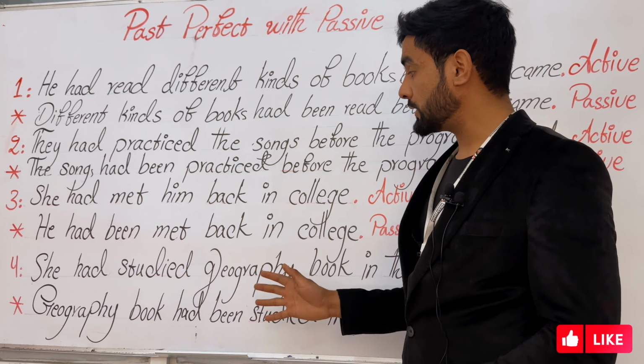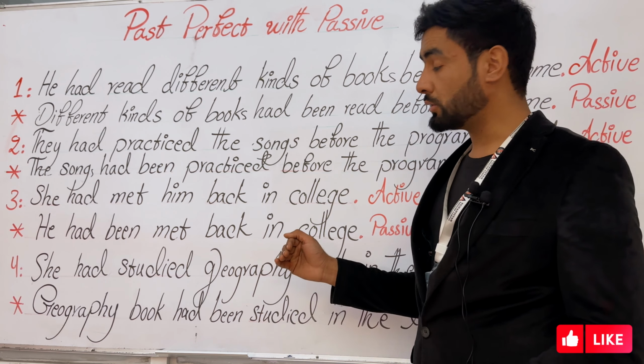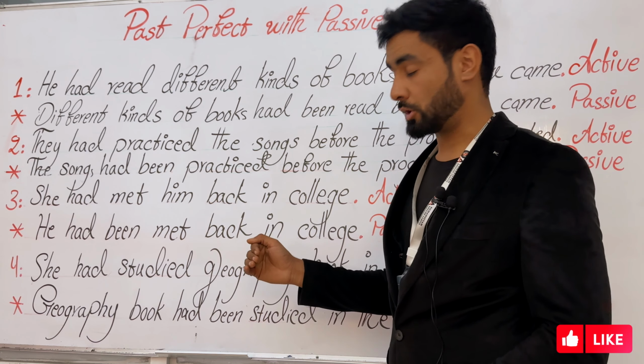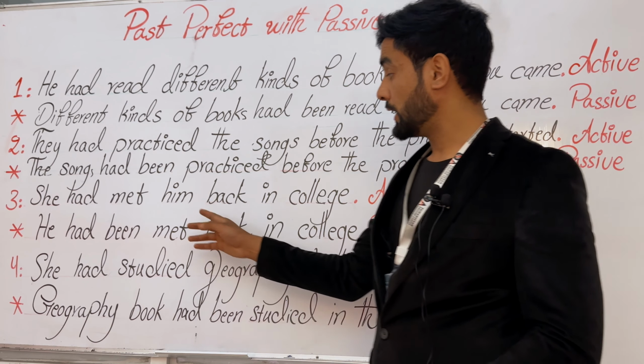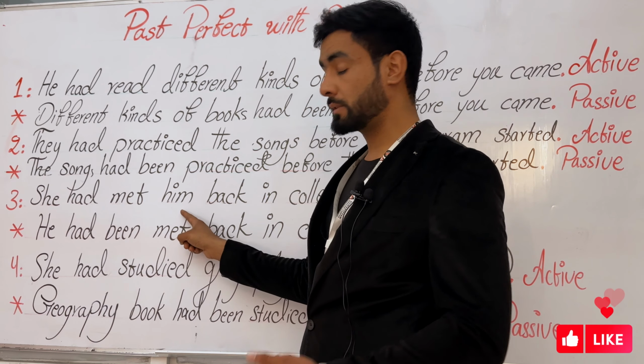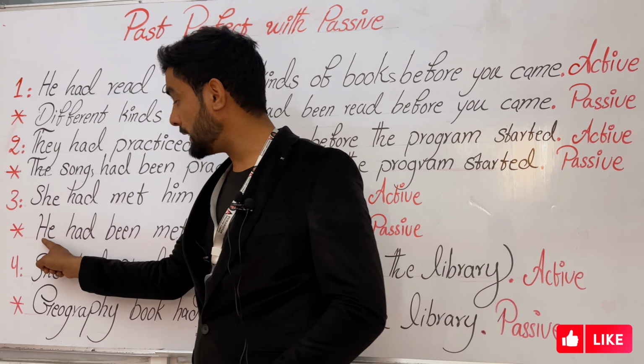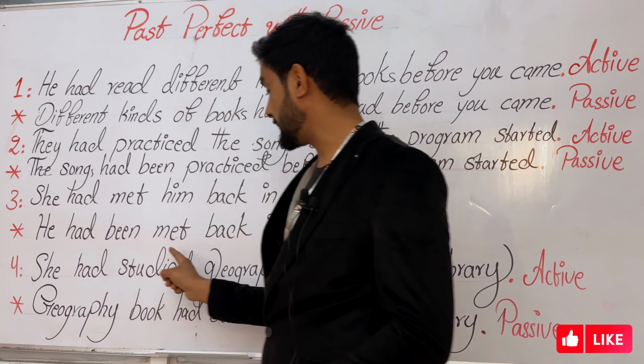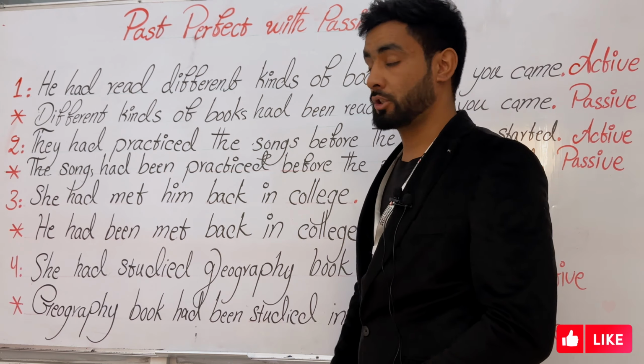In order to change this sentence to passive, we need to change object to the subject. It means bring it as a subject. What is the subject form of him? He. He is the subject form of him. We bring he in the beginning. He had been met back in college.